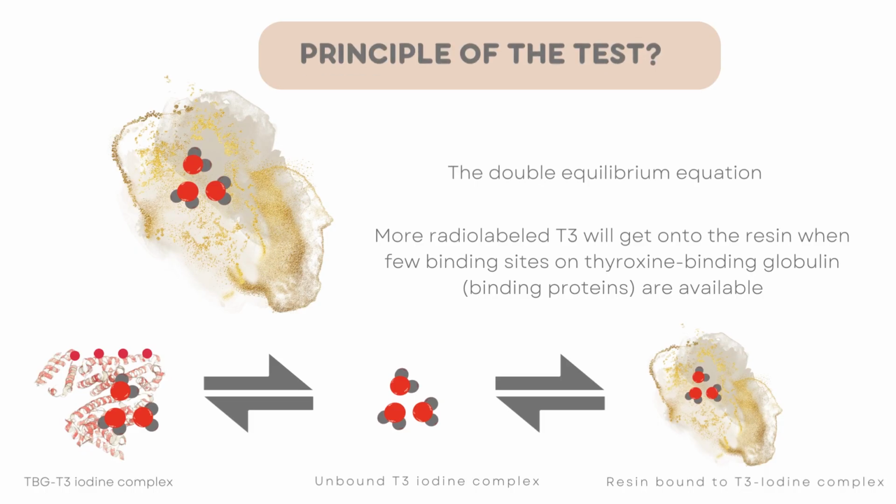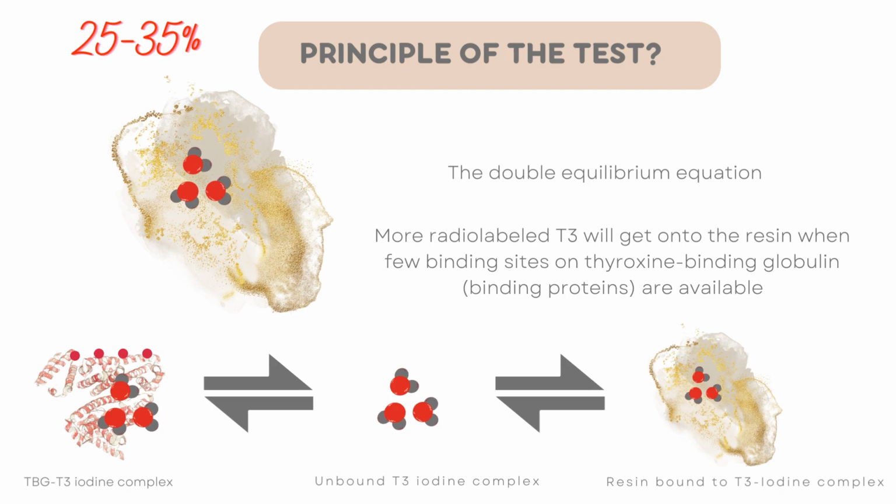Next, we will review the interpretation of this test. In order to understand how to interpret the test, we must first review the double equilibrium equation for the T3 resin uptake test. This equation shows that radioiodine labeled T3 bound to binding proteins in the serum is actually in equilibrium with unbound radioiodine labeled T3 and bound radioiodine labeled T3, which is a portion attached to the resin. For a patient without underlying thyroid dysfunction, about 25% to 35% of the added radioiodine labeled T3 goes onto the resin.